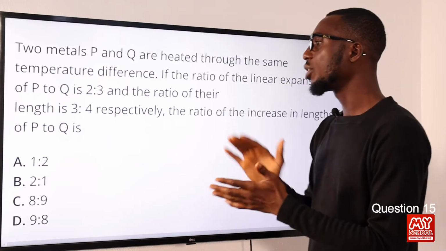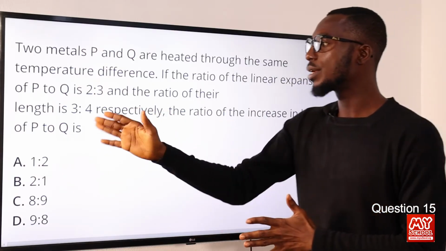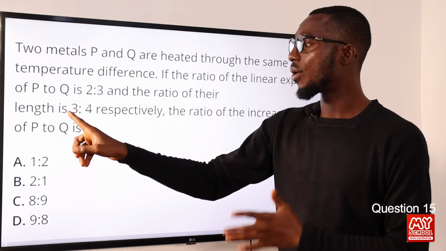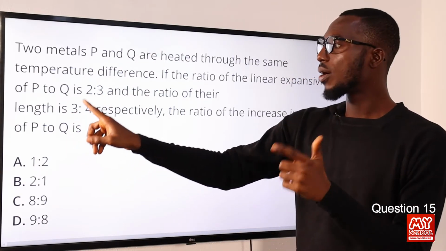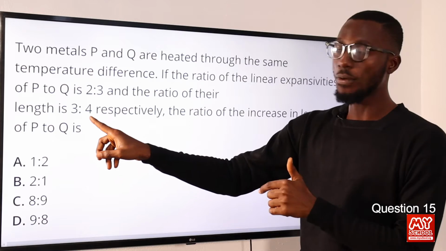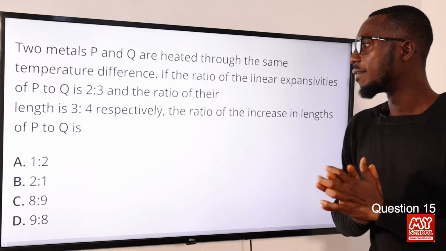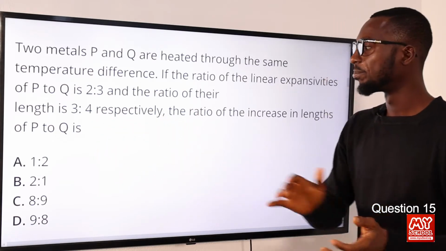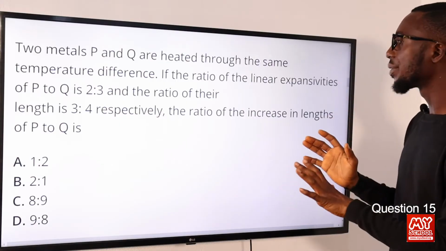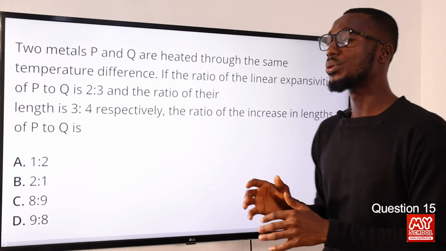And the ratio of their lengths is 3:4, that is the original length of P is 3, the original length of Q is 4. Just take note of these values we've presented respectively. So the ratio of the increase in length of P to Q will be what?